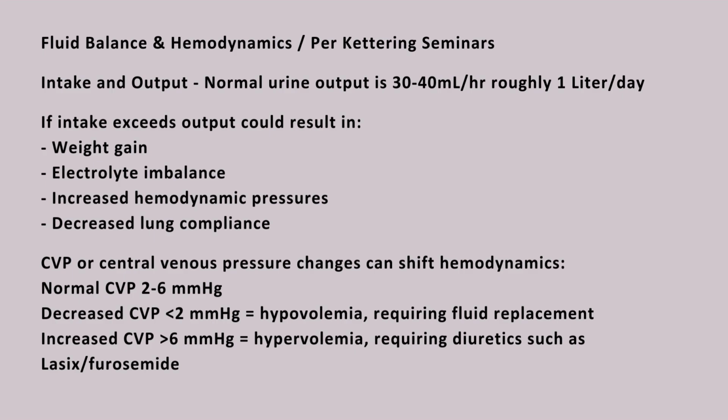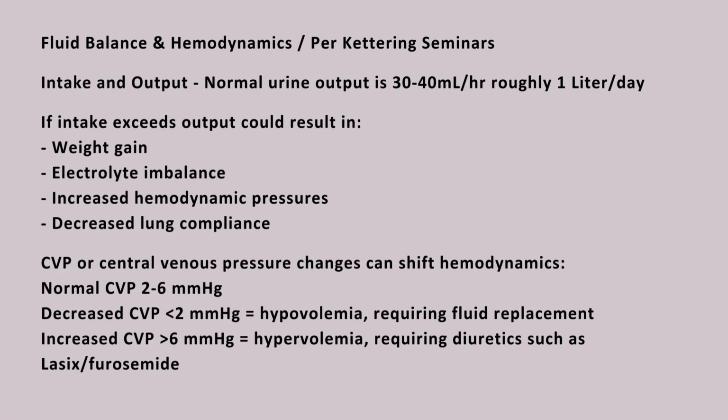Just a small review of fluid balance and hemodynamics. As I was taught in Kettering Seminars, this isn't all of it, it's just a portion, but to the point. Intake and output. Normal urine output is 30 to 40 ml an hour, roughly 1 liter in a 24-hour period. If intake exceeds output, this could result in weight gain, electrolyte imbalance, increased hemodynamic pressures, decreased lung compliance.